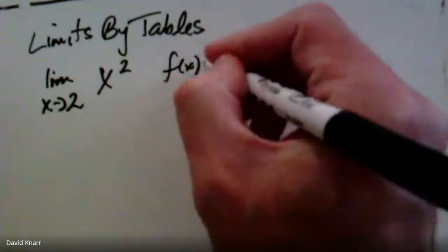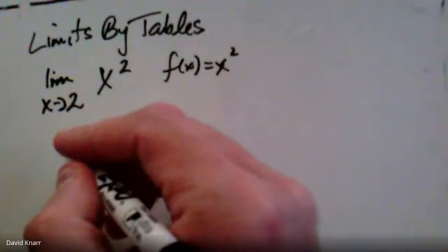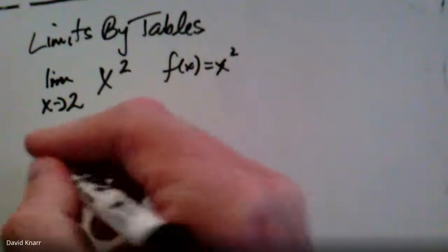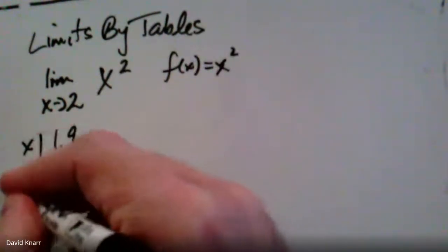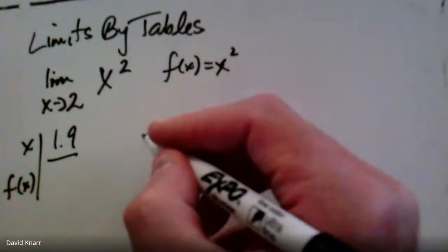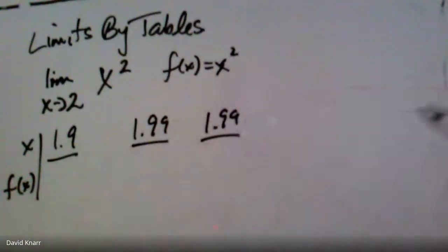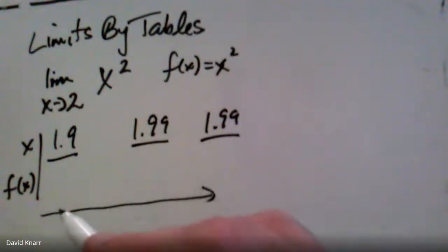So let's actually do that. We're going to take the function f of x equals x squared, and we're going to make a little table, all right? We're not going to do this often, but we're going to do it for the first time here. So we're going to make a table with some x values and what we get for f of x. We're going to use 1.9, 1.99, and 1.999. So these are all values from the left. We agree? Okay? These are from the left.